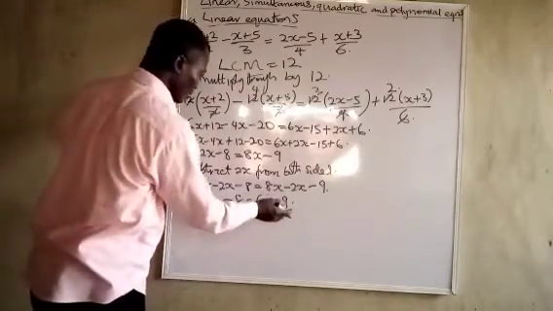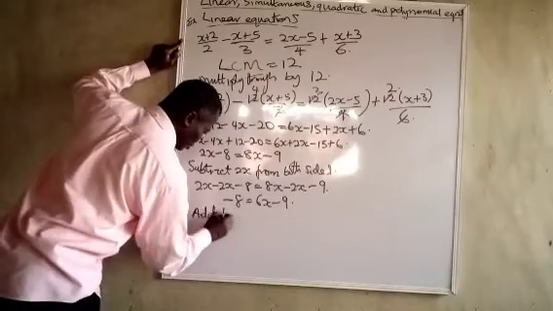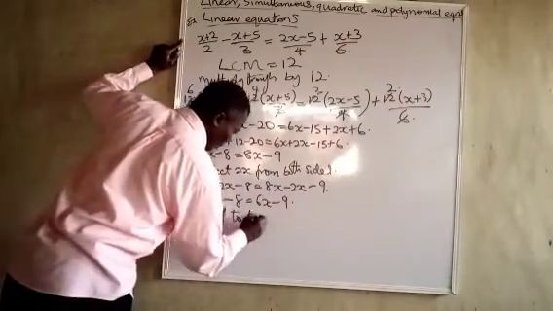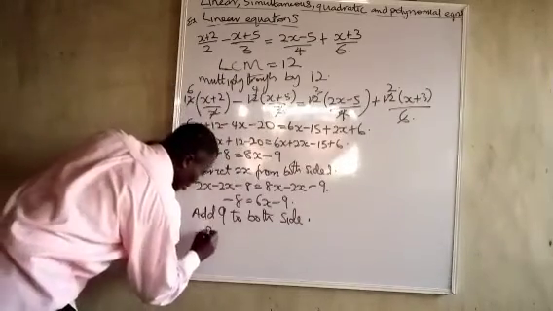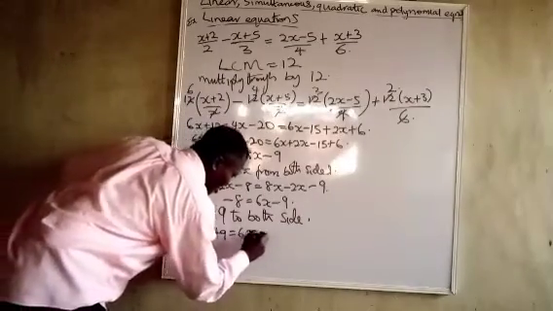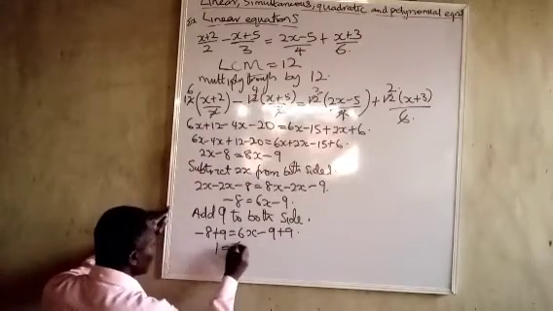I will add 9 to both sides. So I'm going to have minus 8 plus 9 is equal to 6x minus 9 plus 9. So this one gives me 1 is equal to 6x.